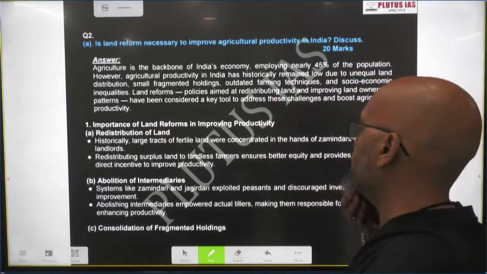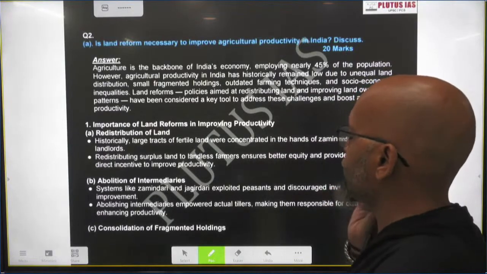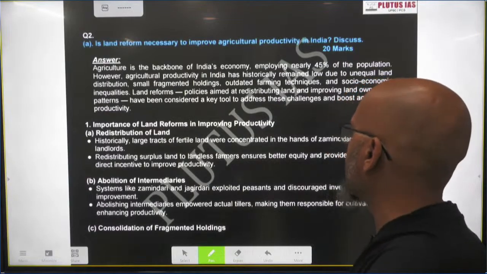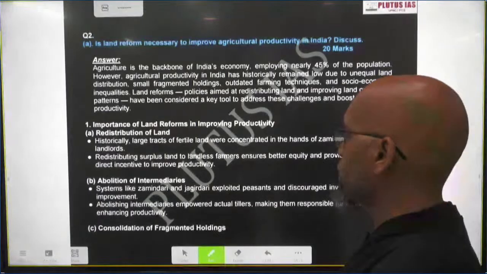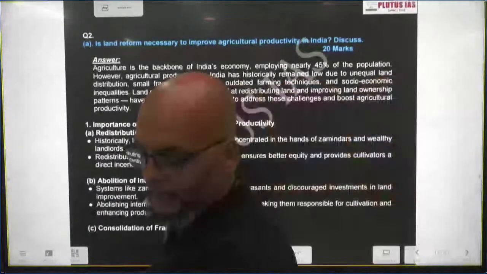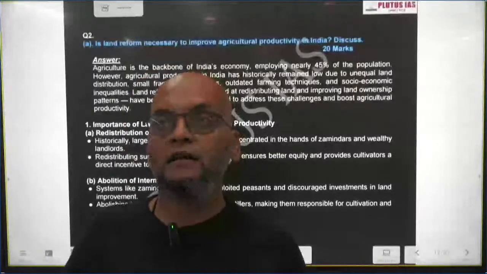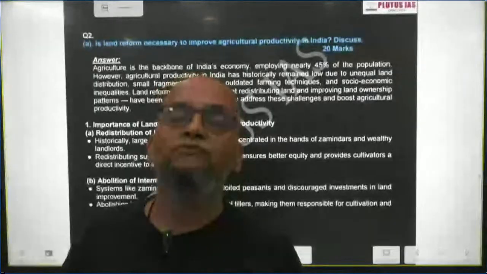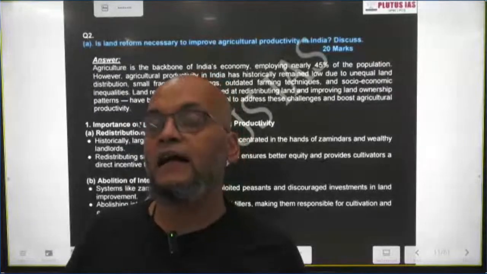Importance of land reform in improving productivity. So, redistribution of land. Historically, large tracts of fertile land were concentrated in the hands of zamindars and wealthy landlords. As I have already discussed, under British policies they were landowners, called zamindars, and a large part of the land belonged to them. They employed peasants as farm workers, as laborers. They cultivated and sowed the land for them.